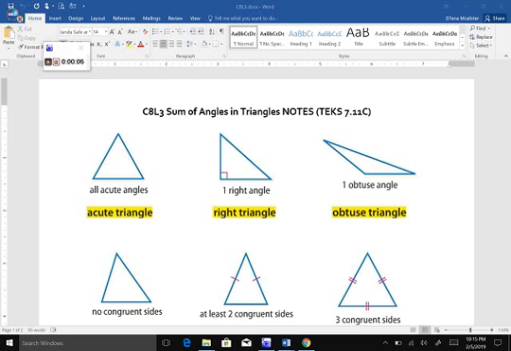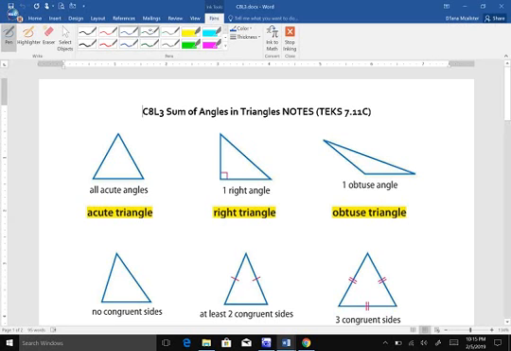Chapter 8, Lesson 3 is Sum of Angles in Triangles Notes. Let's take a look at some of the different triangles that you will see. The first one is an acute triangle. This means that all angles are less than 90 degrees.